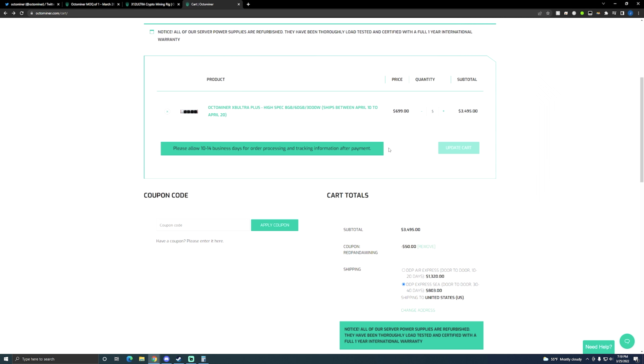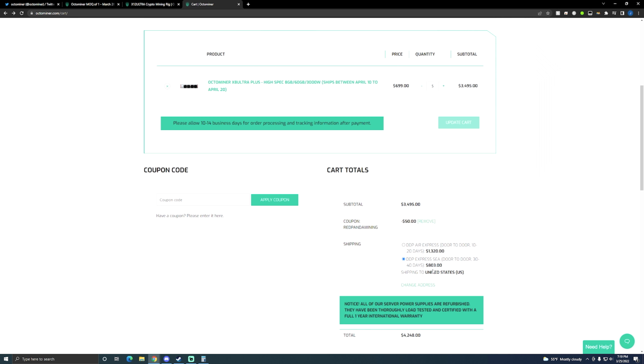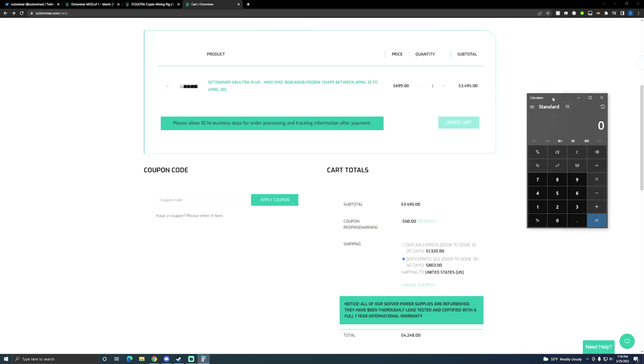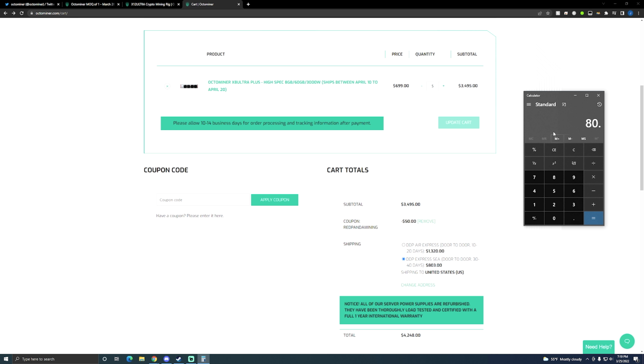I'm not going to show my address, obviously, but this is for 5 units of the X8 Plus, and we're looking at $803. So if shipping is about the same, we divide that by 5, you're looking at about $160 for shipping costs per unit.